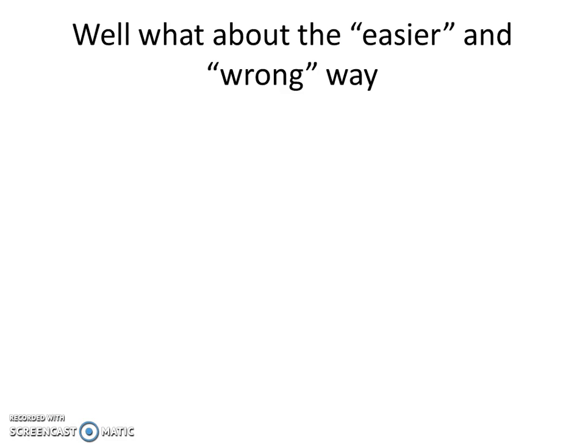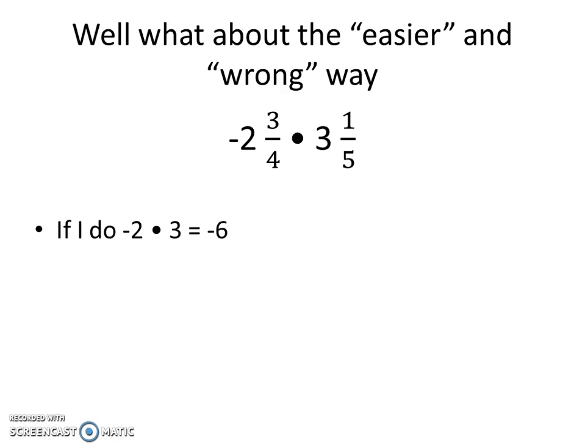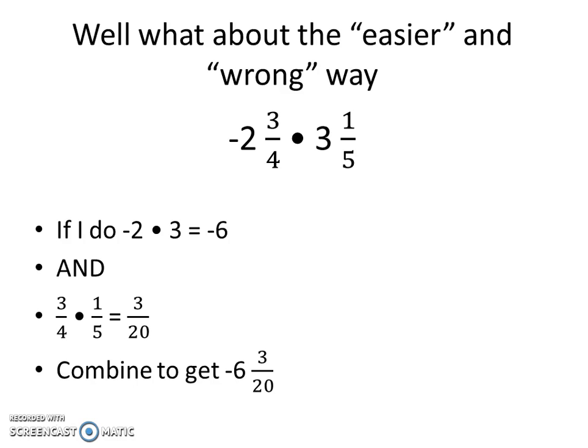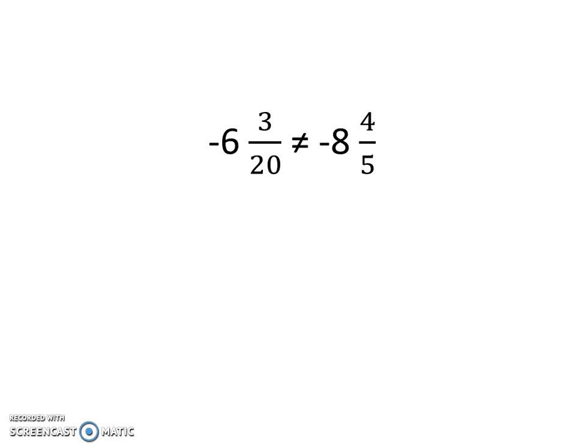What if we didn't change these to improper fractions and just multiplied the whole numbers and the fractions? If we multiplied negative 2 times 3, we would get negative 6. And then if we do 3/4 times 1/5, we'll get 3/20. Combining those, we'll get negative 6 and 3/20. However, on the previous page, we got negative 8 and 4/5. These are not equivalent, right? These are not the same mixed number, so that means that we have to always change our mixed numbers to improper fractions.